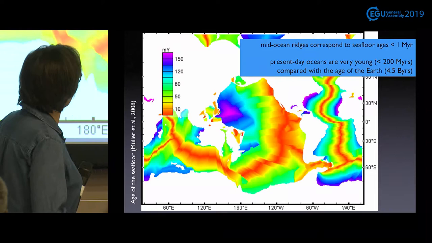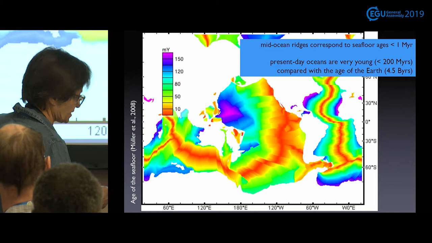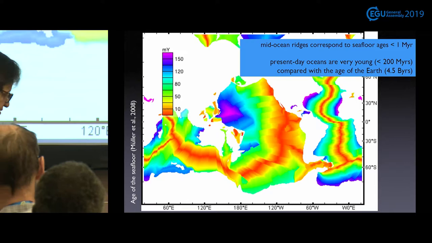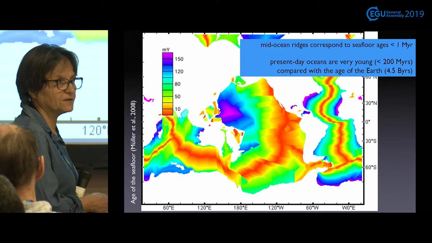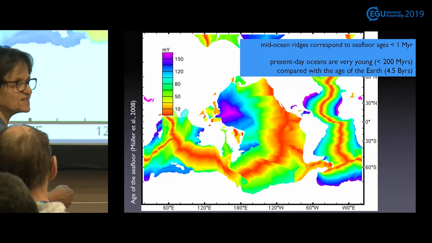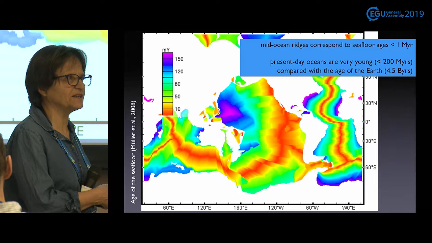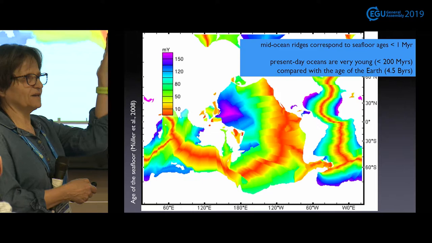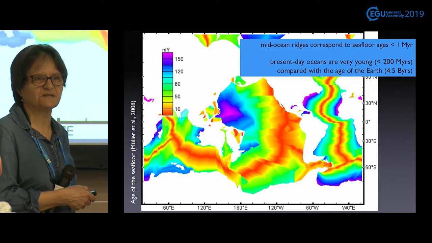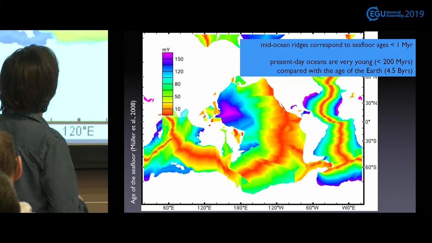Another map is a seafloor age map. It's built based on magnetic anomalies, because as the seafloor is created, it's the basalts that are erupted. I shouldn't tell you about the basalts yet, but they freeze the orientation of the magnetic field at the time of the eruption. Because the magnetic field goes through inversions, and we have data on the dates of these inversions, we can date the seafloor. We see that the ridges, of course, are very young. They correspond to ages less than 1 million years.